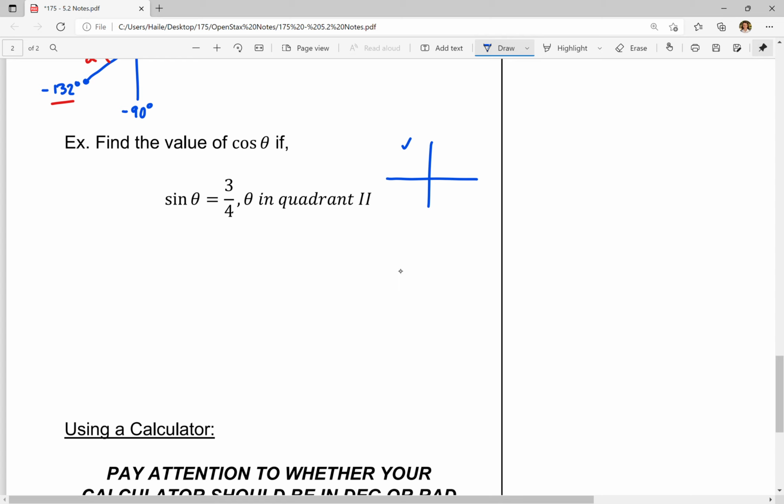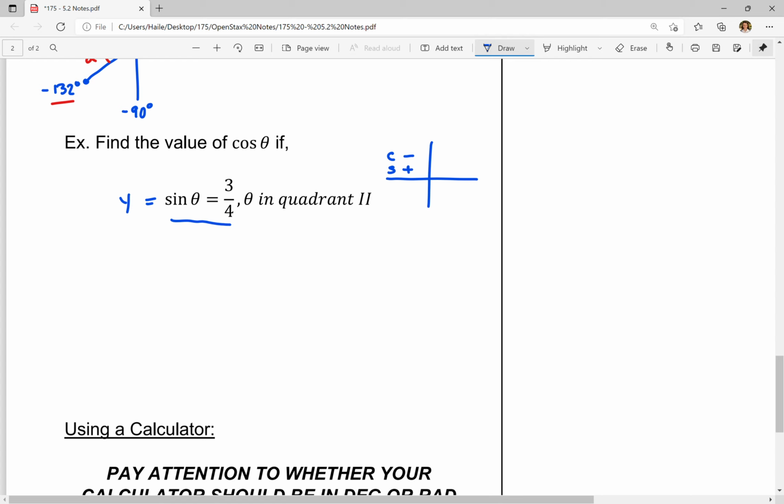Well, that tells us that cosine is negative, excuse me. So cosine's negative, sine is positive. So our x value is negative, and our y value is positive. Okay, well we know that the sine is positive because it was given to us right here. We know that it's 3 over 4. But we still need to find the cosine. So just a reminder, sine is equal to y. Okay, so we can go ahead and find our x value though.